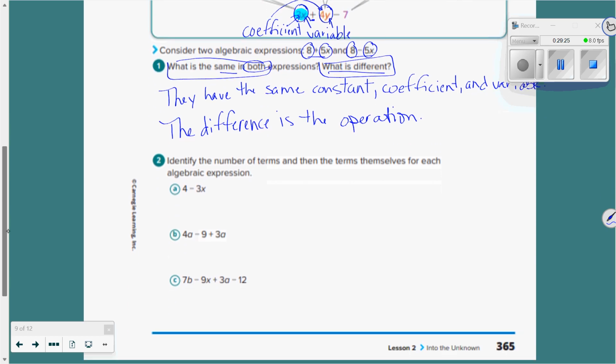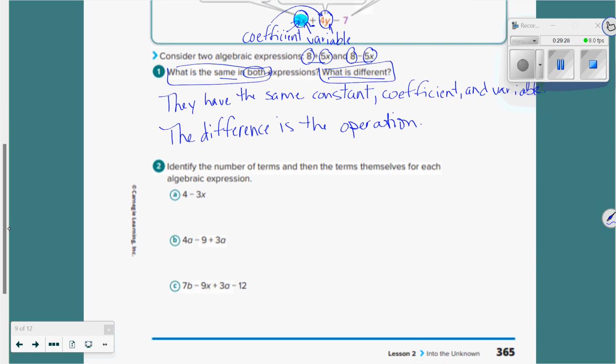Here's a piece that we didn't get to in either class, so I hope you guys are listening. Identify the number of terms and then the terms themselves for each of these. So what we're saying is how many pieces are there to this expression? So in this case, we have two terms. And then we're supposed to identify the terms. So my terms are a constant of 4, which technically all you have to do is write 4. And then a coefficient and variable, which go together, is one term of 3x. So those are the two terms that are located in that.